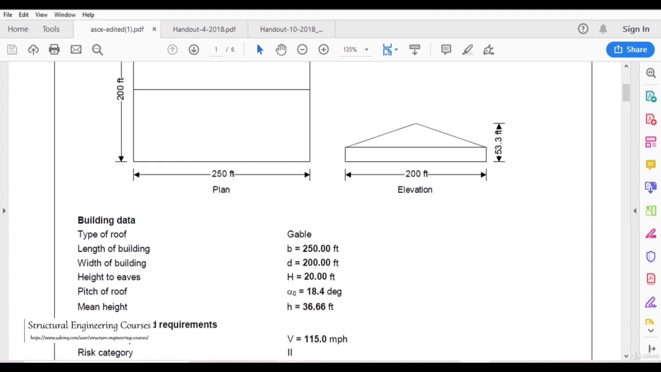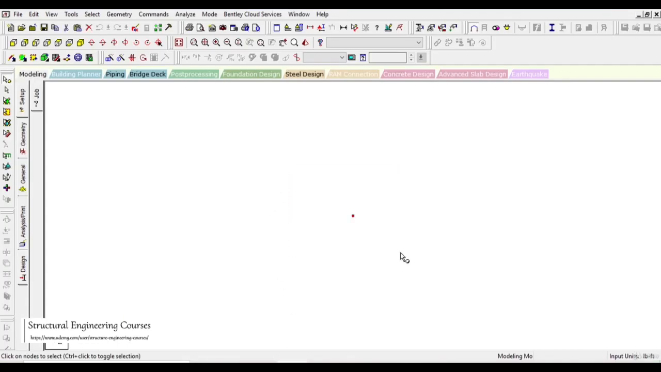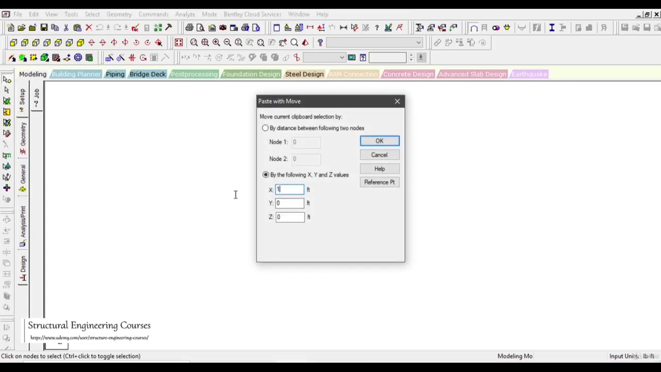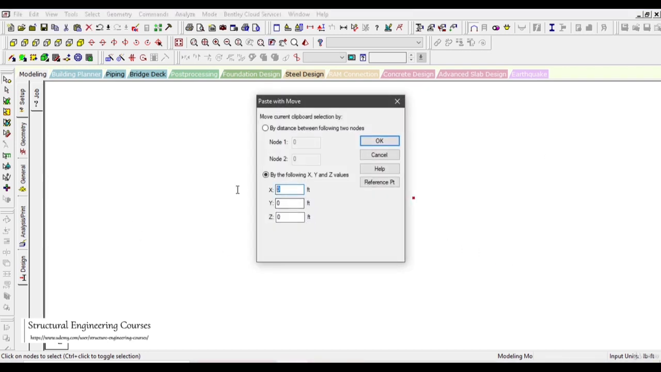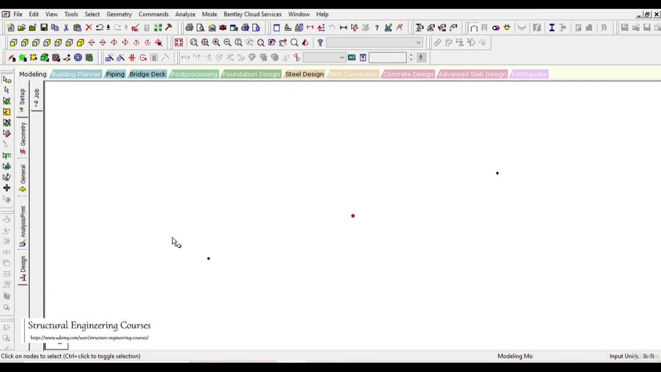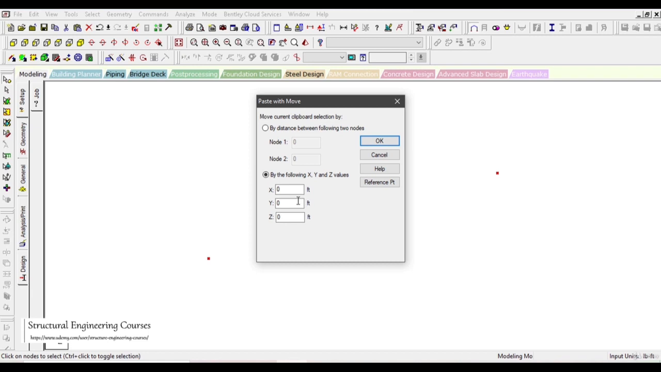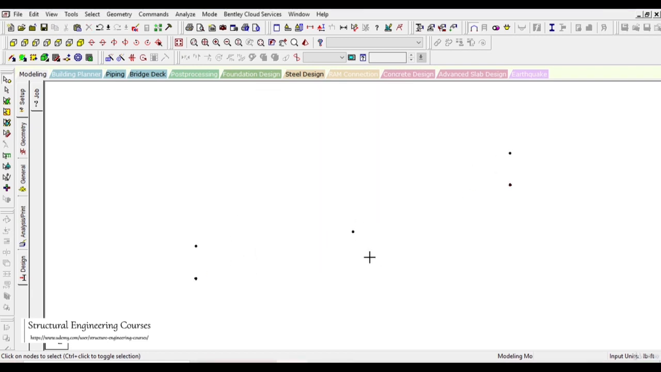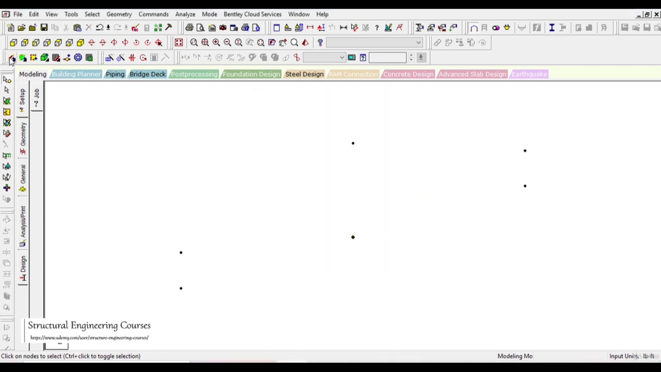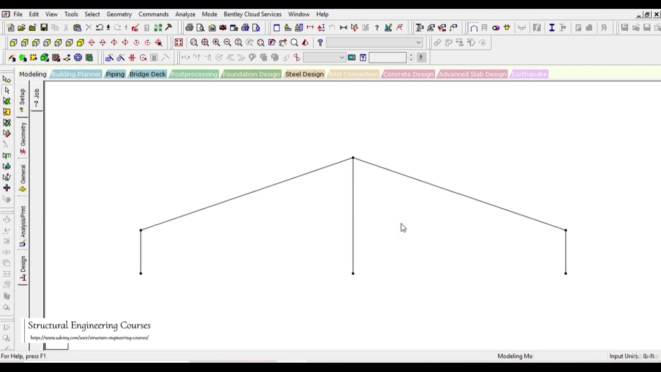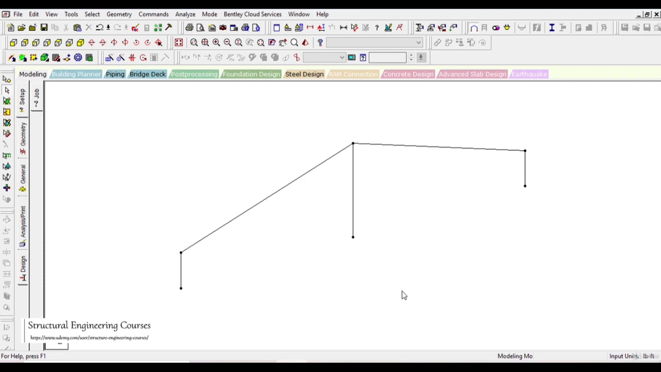So if we want to draw a portal here, we can press Ctrl C, Ctrl V. We can select X as 100 and then again X as 100. So this height is 20 feet, so we can select Y as 20, and this height is 53.3 feet. So we can draw a portal here. So this is the portal on which we shall do our working.